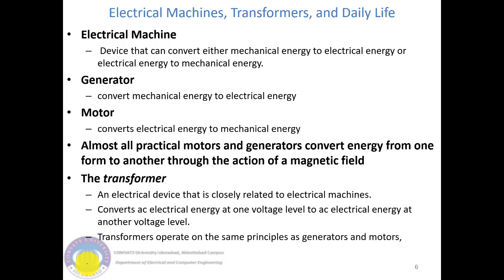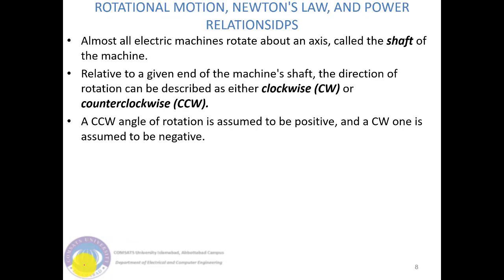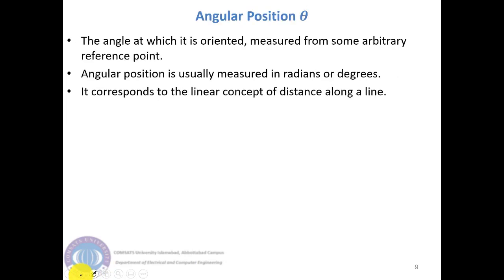Then we also defined the transformer as a machine, because it works on the same principle as generators and motors of induction. Although it doesn't have any moving parts, we still use it as part of the machines. We also defined the axis of rotation of the shaft, and we said that we can call the machine rotation either clockwise or counterclockwise. For this course, we usually take counterclockwise rotation as positive, while clockwise rotation is negative.